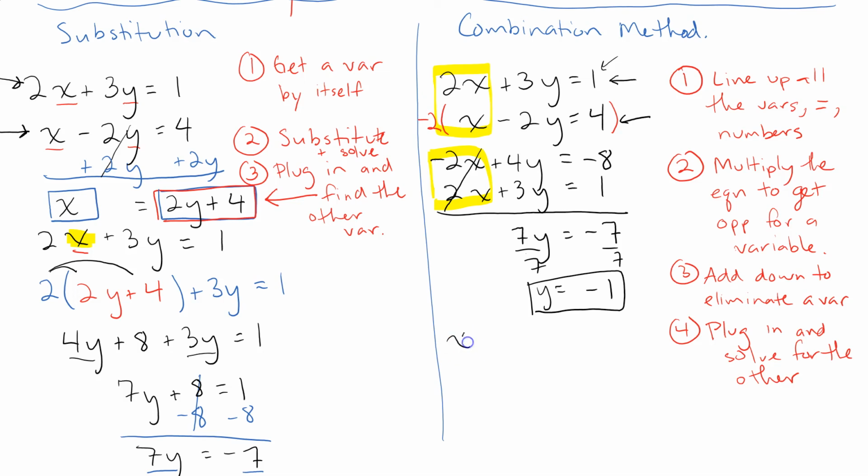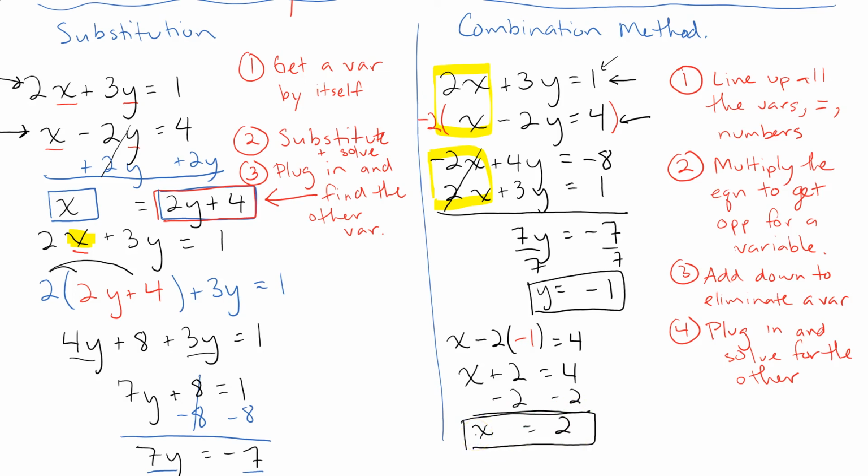So I have x minus 2 times y is equal to 4. Well, our y is negative 1, so I'll plug that in. And let's see what I get. x plus 2 is equal to 4. Then we can subtract 2 on both sides, and I get 2. And there we go. We have the same exact answer because it was the same exact problem, just two different methods of getting there. So 2 for x, negative 1 for y.